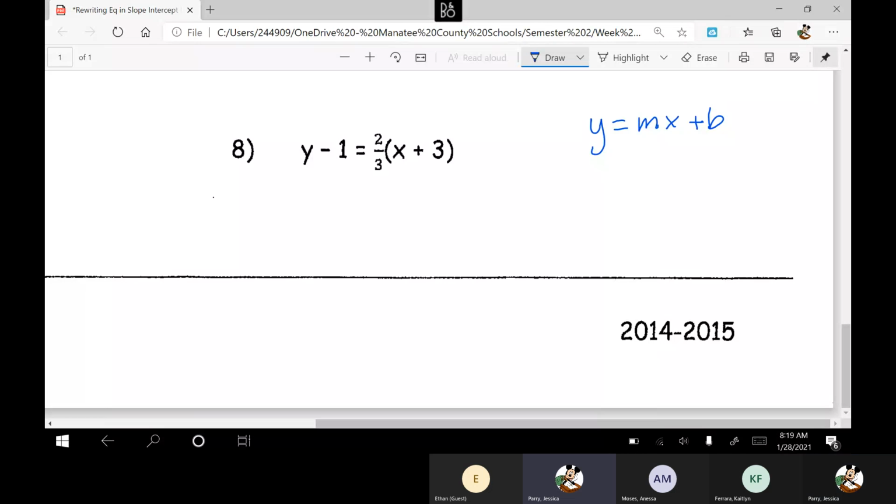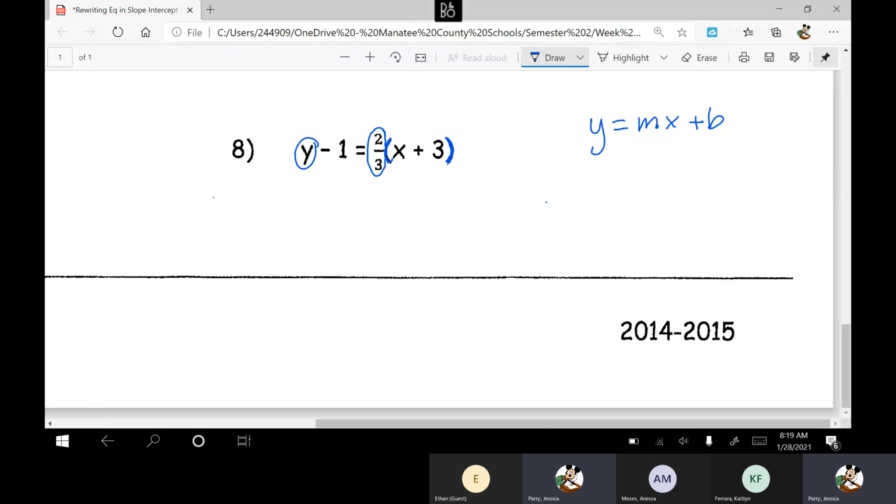Okay. So our goal, we want to get the y all by itself. So we need to move that -1 to the other side. So we would do +1 on both sides. But before we do that, notice that we have parentheses here. We need to get rid of those parentheses before we move that -1 to the other side. I have something in front of the parentheses, the fraction, the 2/3.